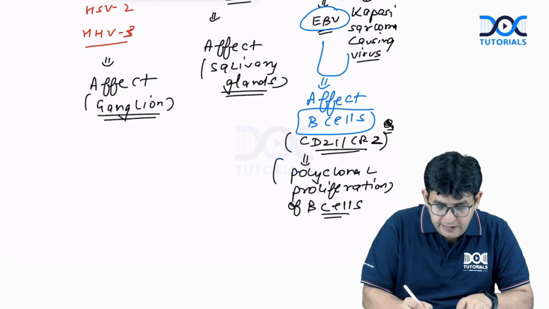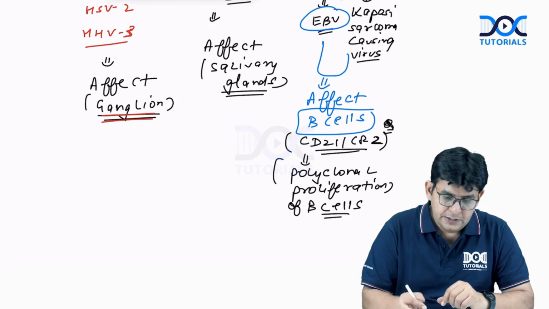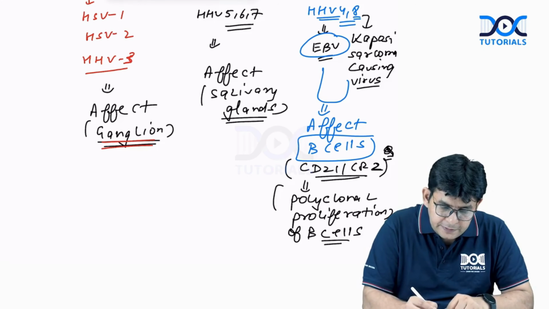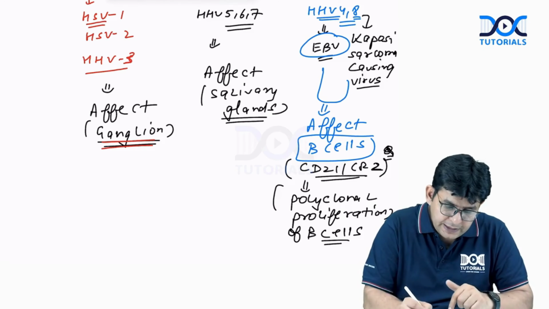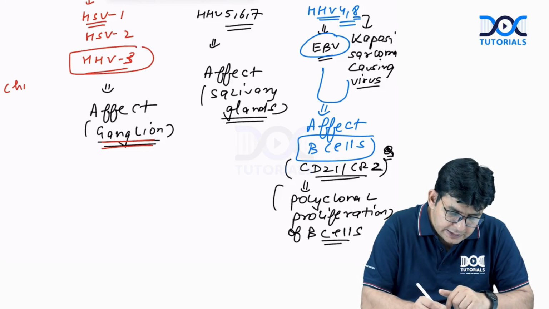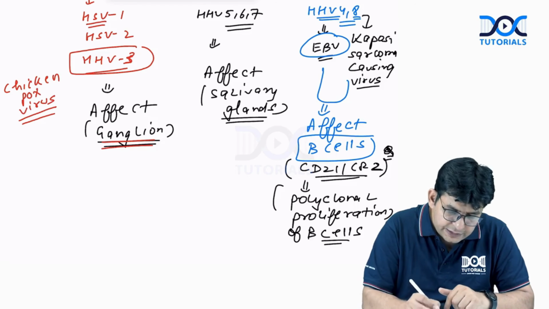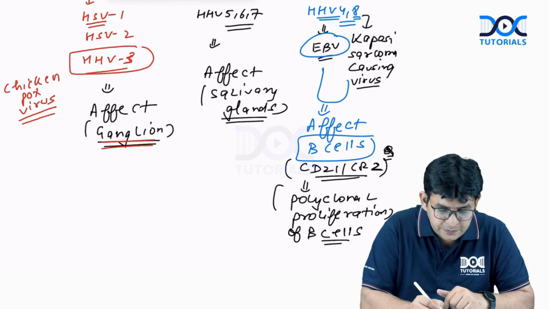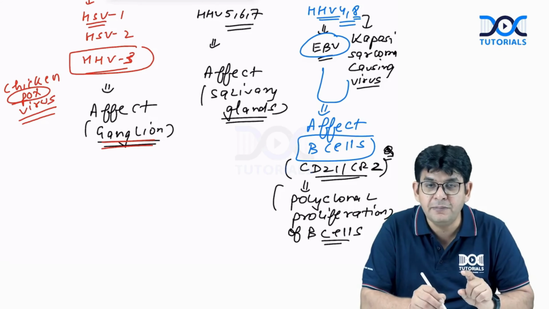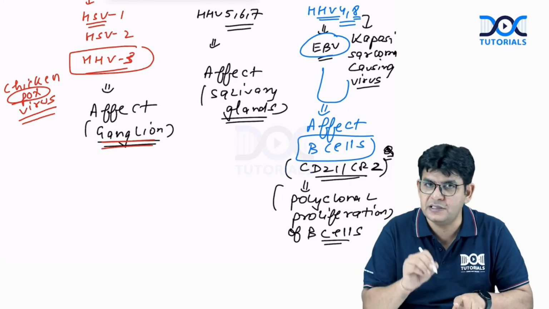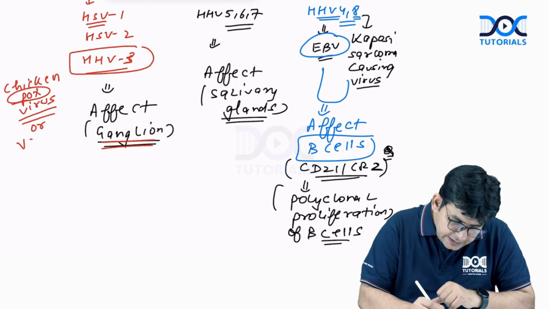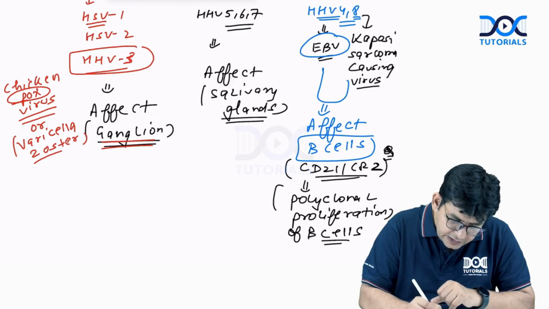Now, regarding these ganglia, you should know the full form of HSV: herpes simplex virus 1, herpes simplex virus 2. HHV3 is the other name of chickenpox virus. Even though it has "pox" in the name, it is not a pox virus. It's a herpes virus. What is the name of the virus? Varicella Zoster.